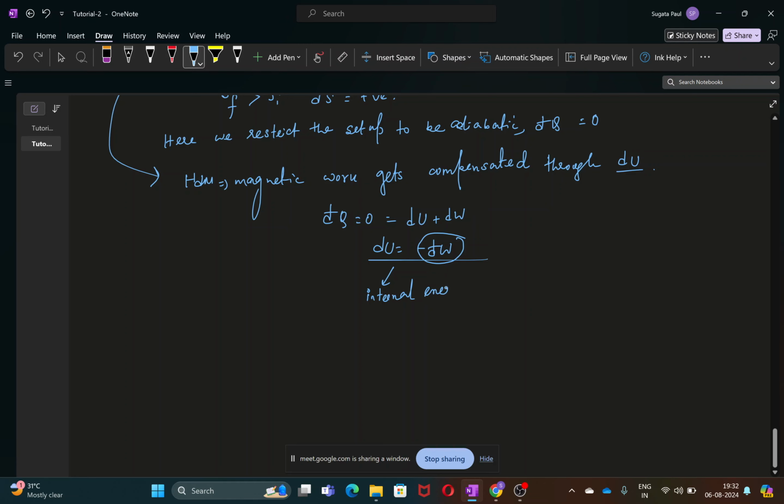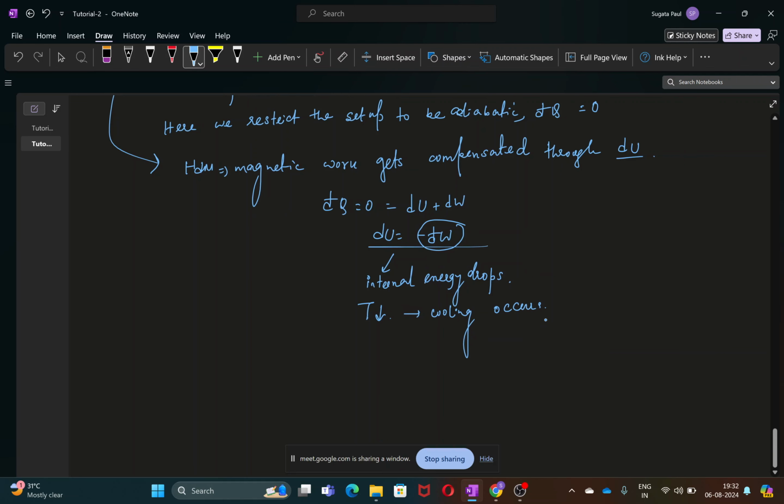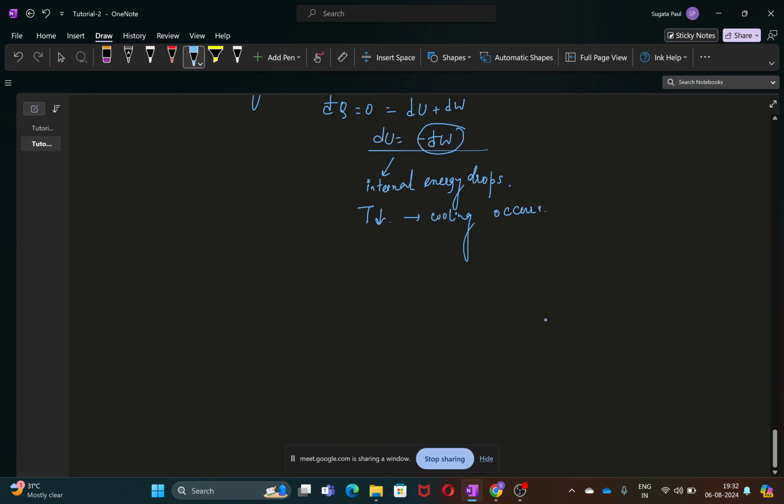That means the internal energy is actually dropping down, and as a result the temperature is decreased, or cooling occurs. Okay, so this is what I was trying to give you, a rough idea of how the system actually works for cooling in adiabatic demagnetization.